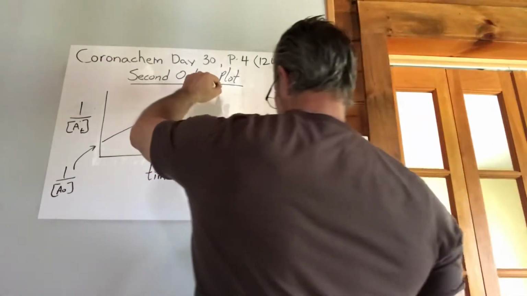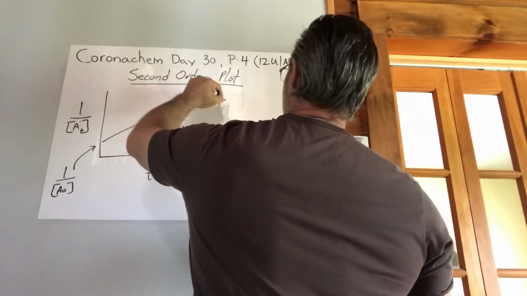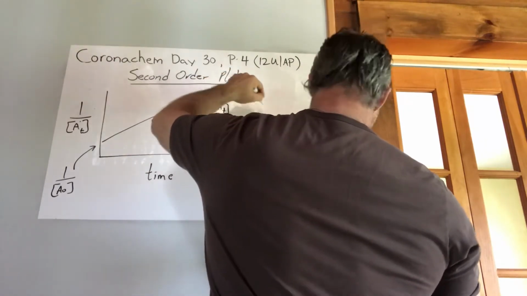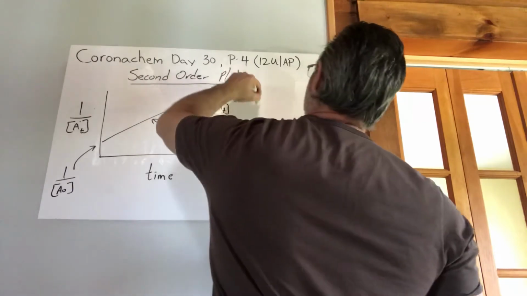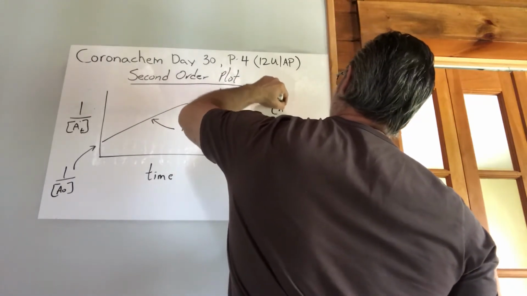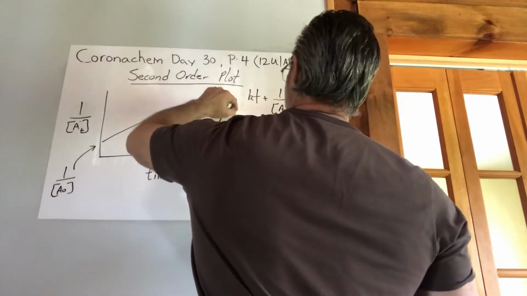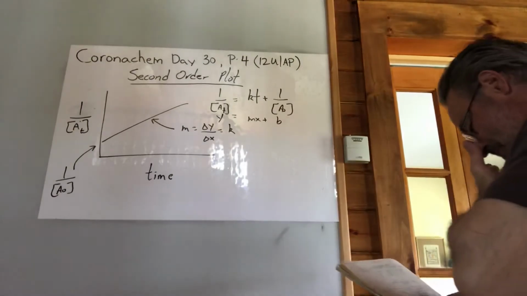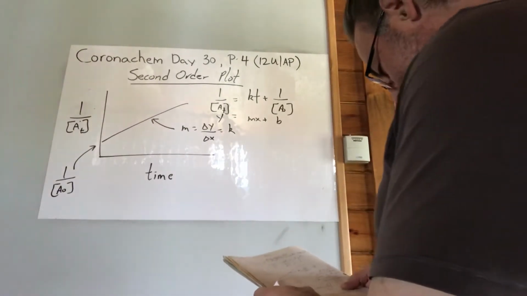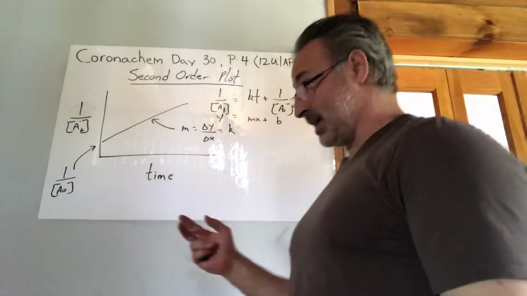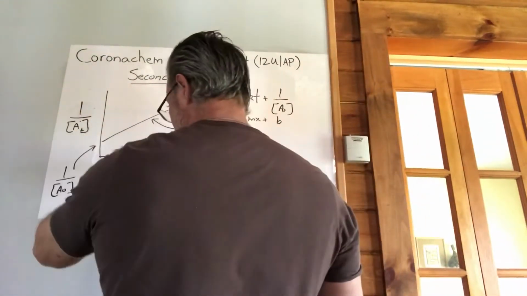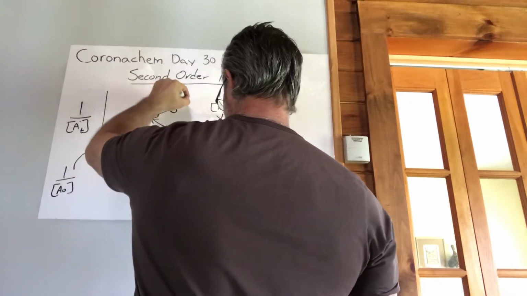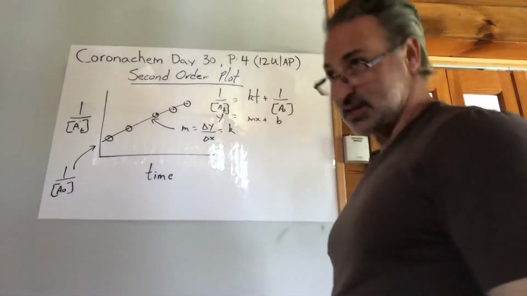So the equation takes the form of 1 over A sub T is equal to kt plus 1 over A naught. So again, it's in the y equals mx plus b format to get you the straight line. Suppose you had a bunch of points and you plotted them according to this, and the points came out very close to a straight line. That would be an indication that you had second order rate data.